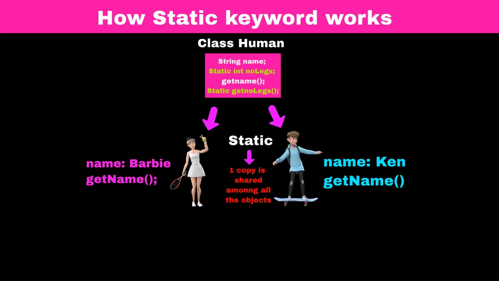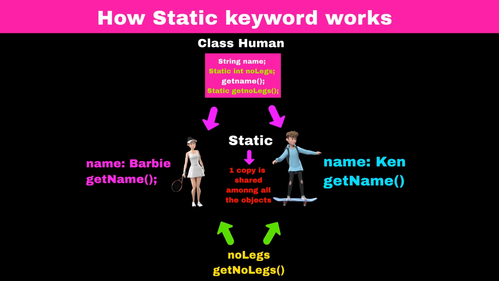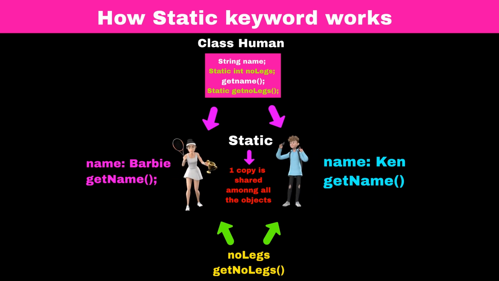When objects are created, they do not get their own copies of this static member. Instead of it, all objects share the single copy of these variables and function, and because of this sharing we can save lot of memory, and that's why static keyword is used for memory management.